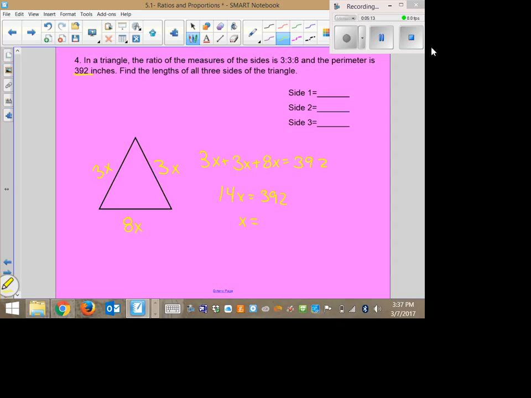Dividing by 14, we'll get x to be 28. Plugging back in for our sides, we'll take 28 times 3 for our first side, so we'll get 84. And again, our second one is going to be the same. Then our last one, we can take 28 times 8 to get 224.